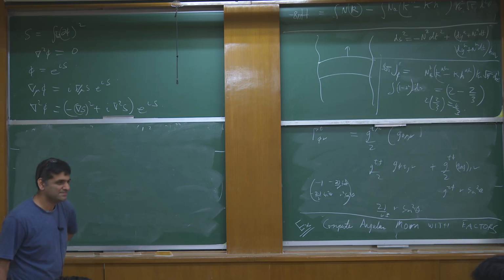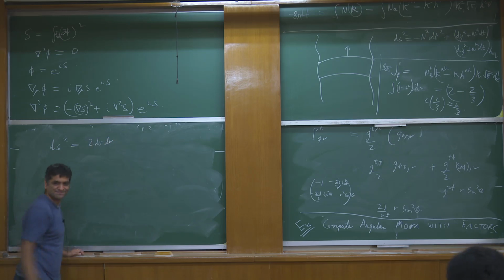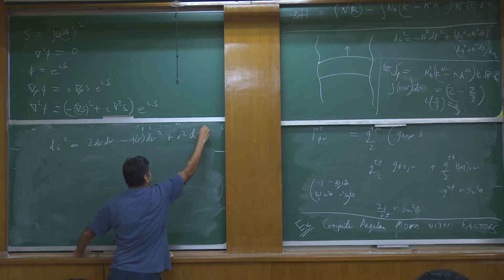Suppose I look at the future event horizon, then the Schwarzschild metric takes the form ds squared is equal to 2 dv dr minus f of r dv squared plus r squared and so on.